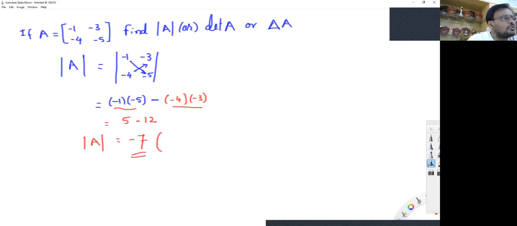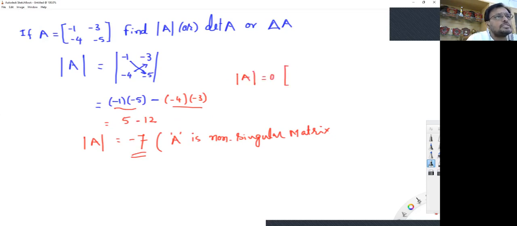Since the determinant is not equal to 0, this given matrix A is called a non-singular matrix. Yesterday itself we discussed that sometimes the determinant of a matrix is 0, and then that is called a singular matrix. This applies for any order, whether it is a 2 by 2 order, 3 by 3 order or 4 by 4 order.